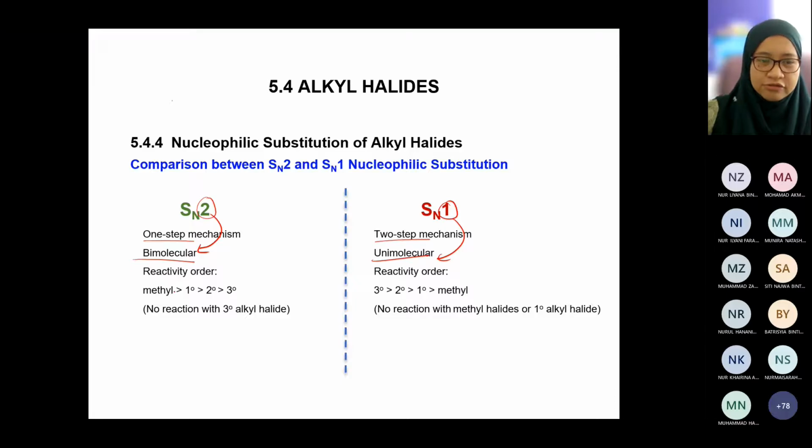Reactivity order, SN2 prefer methyl and then primary. Dia sangat-sangat tak prefer secondary dengan tertiary. But on the other hand, SN1 is opposite to SN2. It prefers tertiary over primary and methyl. So no reaction will take place for tertiary alkyl halide in SN2, but for SN1, no reaction will take place for methyl halide or primary alkyl halide.